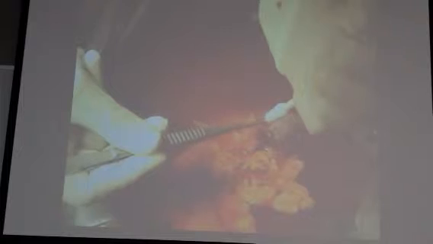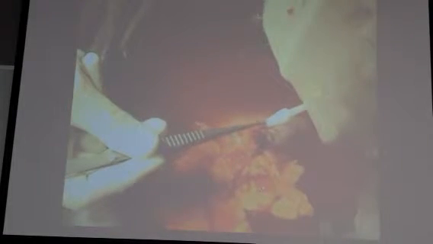Now this looks bloody, it's in a basin, and they're adding warm saline to flush out the kidneys so clots don't form. And so that looks like a lot of blood around it, but it's just blood and saline together. So they're rinsing out. This is not the abdominal cavity, this is just in the basin.